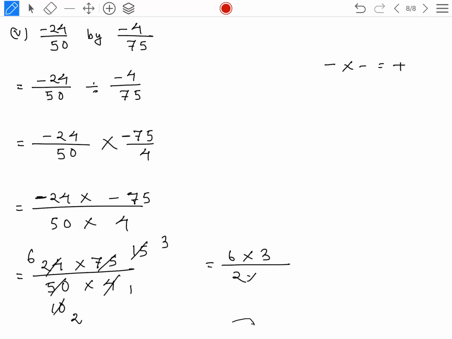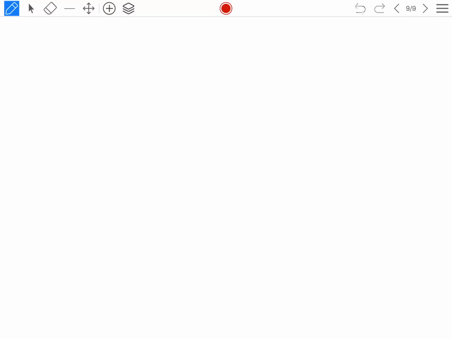So in the numerator we got 6 into 3, and in the denominator we got 2 into 1. So 6 3s are 18, and 2 1s are 2. Again, 2 1s are 2, 2 9s are 18, so our answer is 9. Understood? So we got the answer is 9. So I think division is clear.